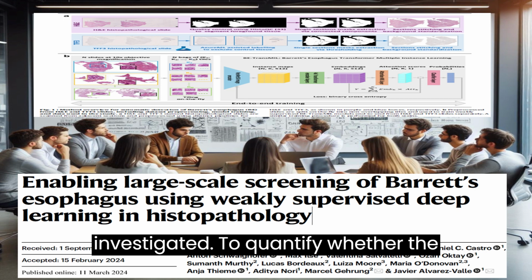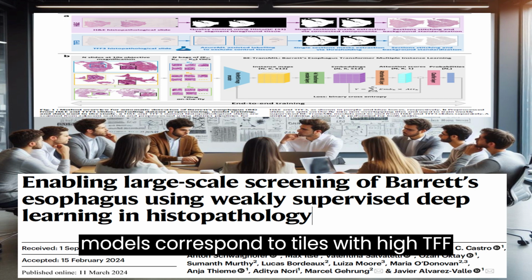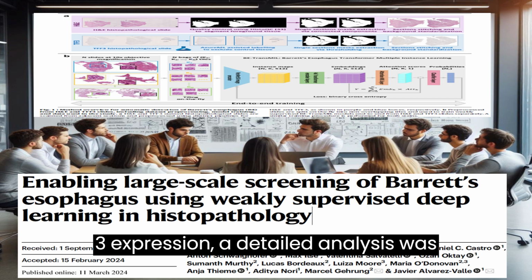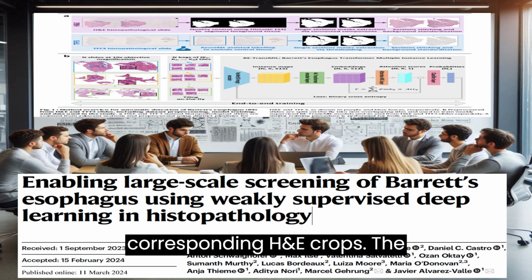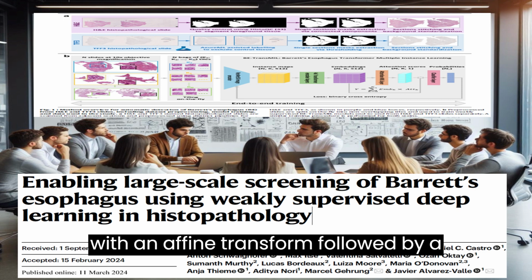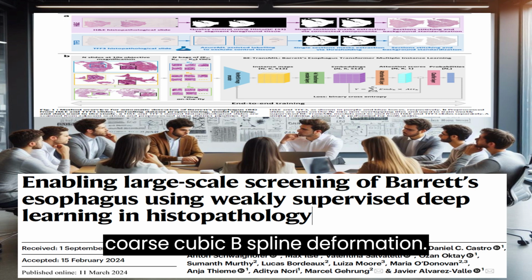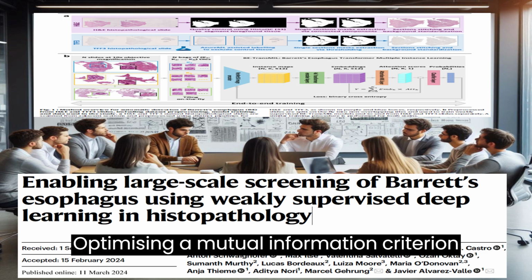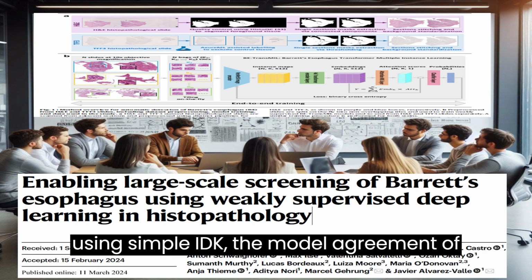To quantify whether the high attention tiles of the learned models correspond to tiles with high TFF3 expression, a detailed analysis was performed. The reference TFF3 tissue crops were spatially registered to the corresponding H&E crops. The hematoxylin images were then registered with an affine transform followed by a coarse cubic B-spline deformation, optimizing a mutual information criterion using SimpleITK.